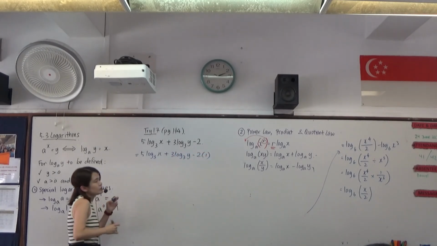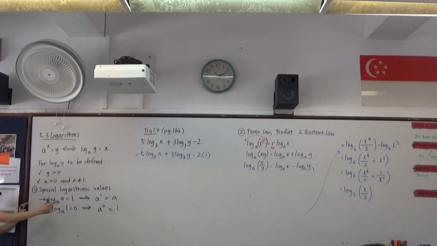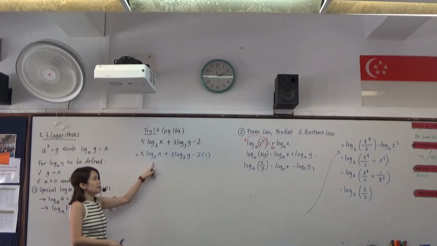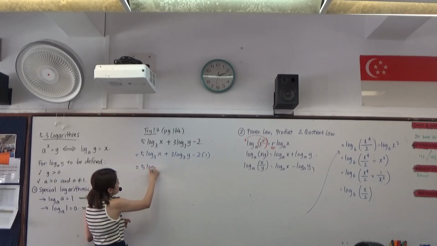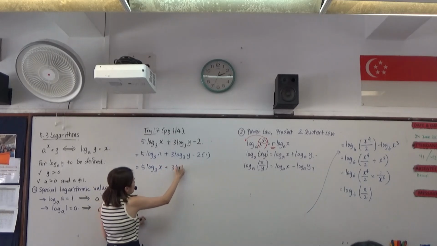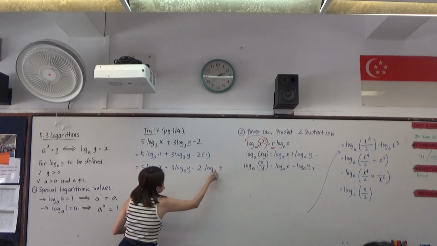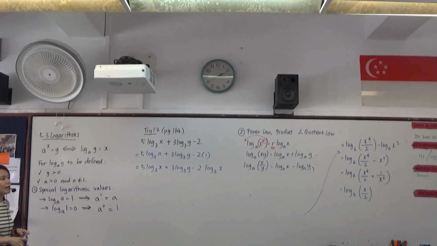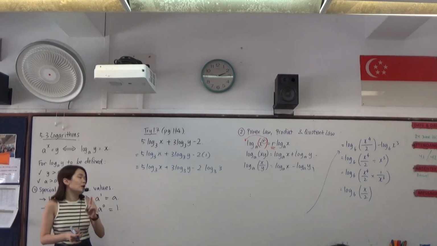Why do I want to do that? What's the purpose of having 1? It is because I know 1 is actually equal to log A base A. In this case, because I'm looking at base 3, strategically I want to have log 3 base 3 as my value of 1. Once I achieve this, then we can now apply our laws to simplify it into a single logarithm.